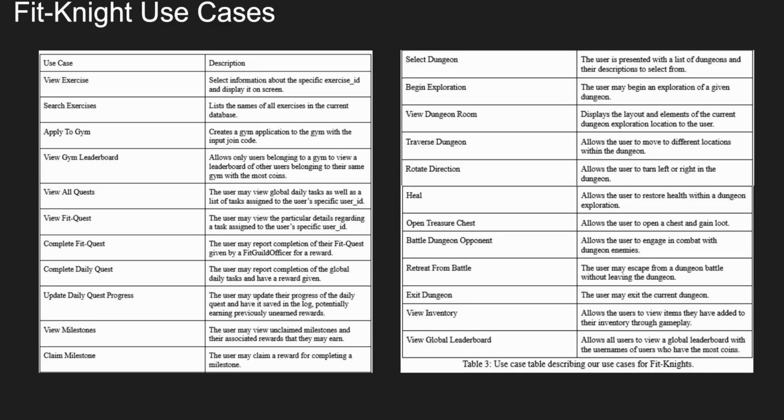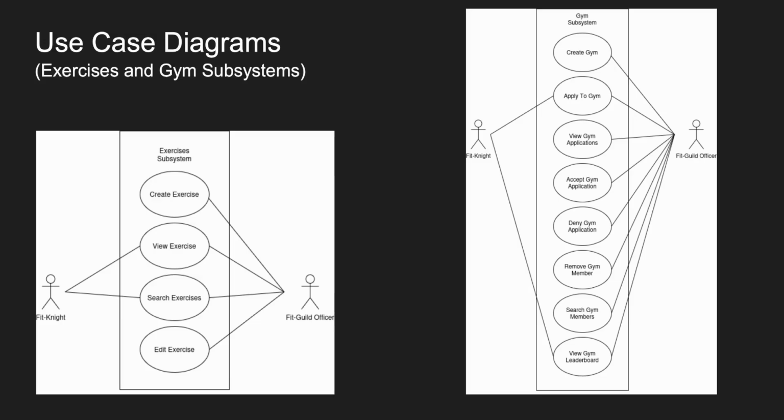They can select a dungeon to play through. They can begin exploration of that dungeon. They can view each dungeon room. They can traverse through the dungeon, rotate their direction within that room. They can heal, open treasure chests, battle opponents. They can retreat from a battle. They can exit the dungeon. They can view their inventory. And they can also view the global leaderboard. So here are some of our use cases.